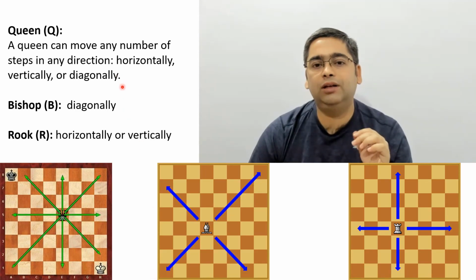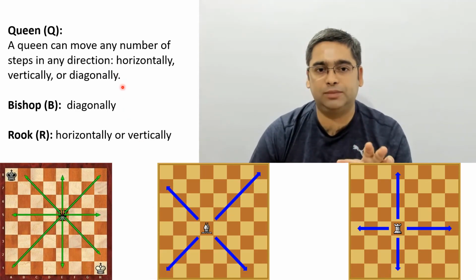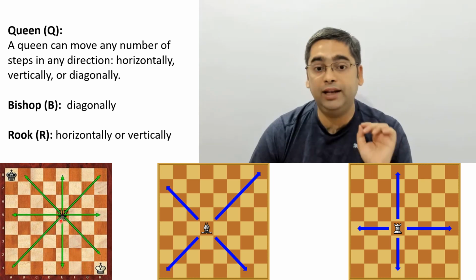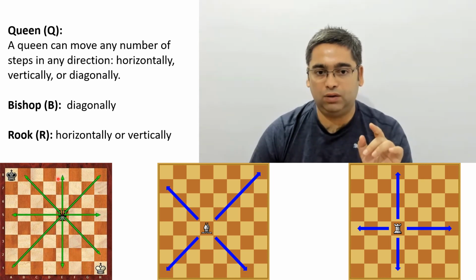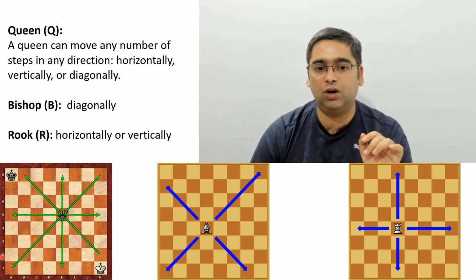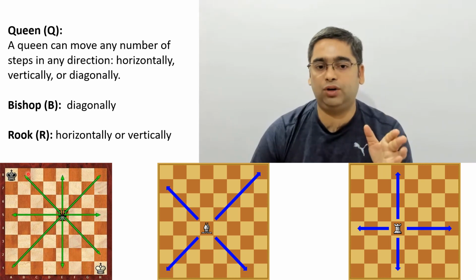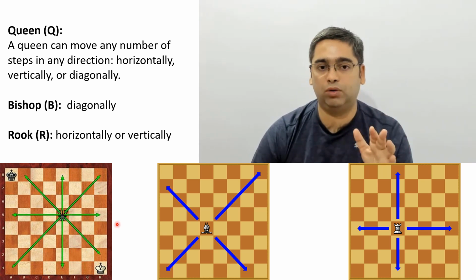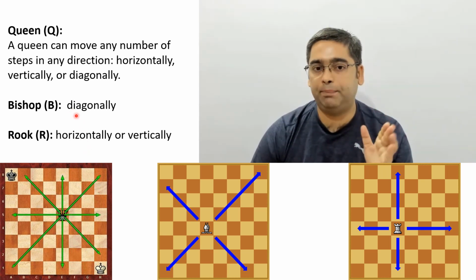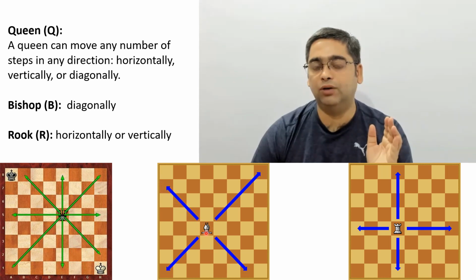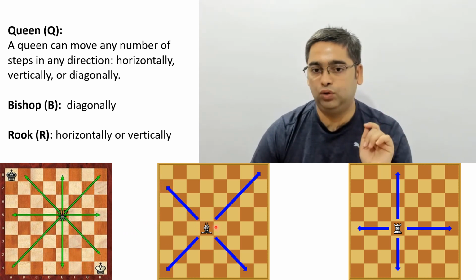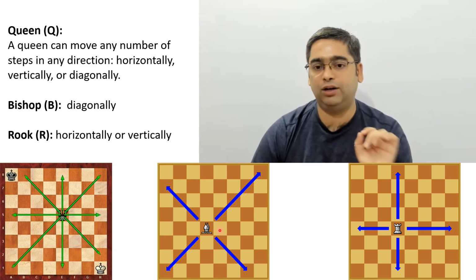Next we have queen, which I think is the most powerful chess piece, and a queen can move any number of steps either horizontally or vertically or diagonally. So either straight or diagonally a queen can move any number of pieces. Then we have bishop, which can move only diagonally. So basically there is only one queen and there are two bishops, two in black and two in white, and they can move only diagonally.